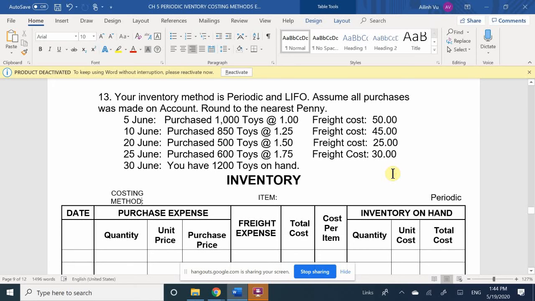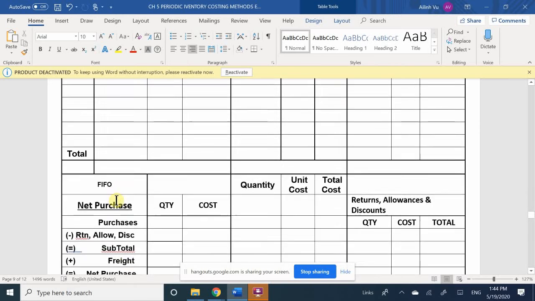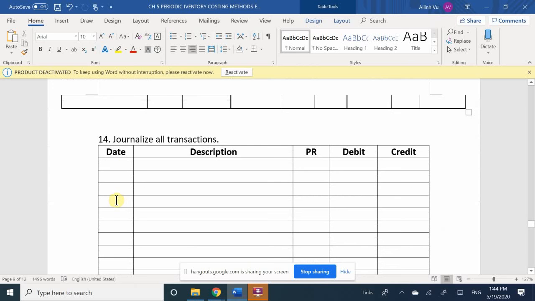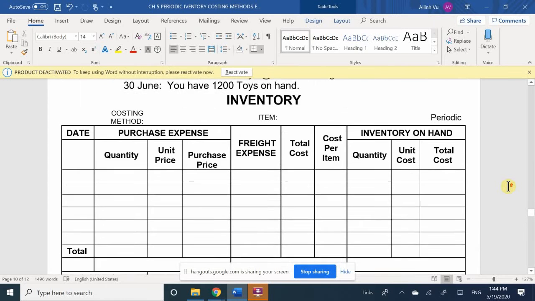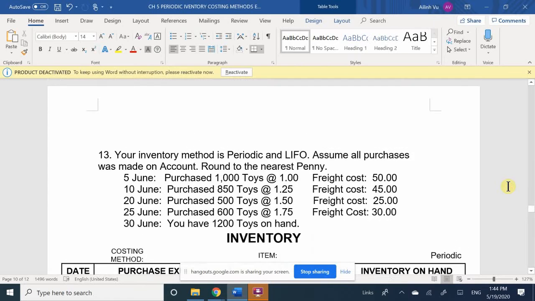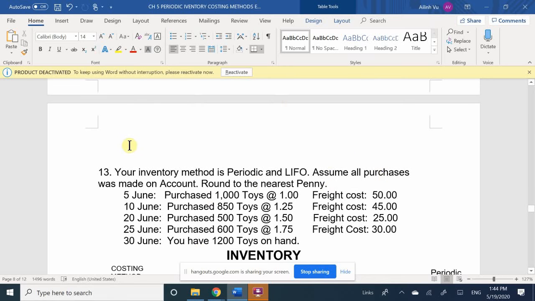So LIFO. Here's question number 13. Your inventory method is periodic and LIFO. Assume all purchases are made on account. Round to the nearest penny. Since yesterday we took a shortcut, today I want to do everything. Let's journalize our transactions as we go and post them into the worksheet.